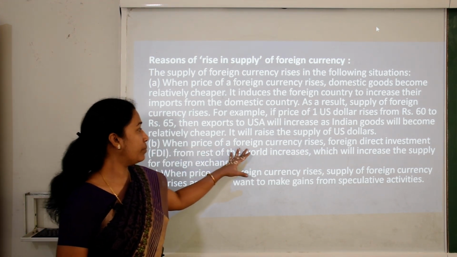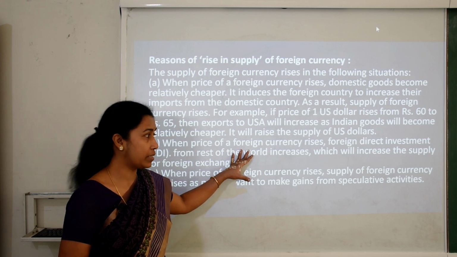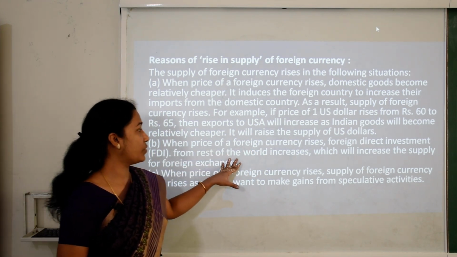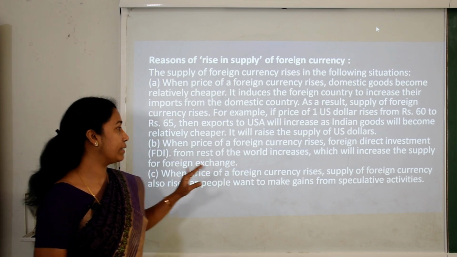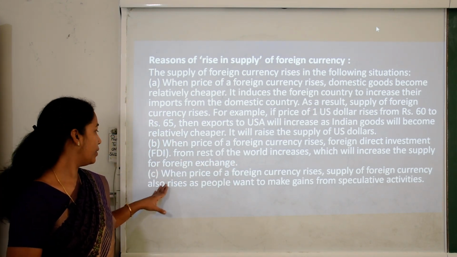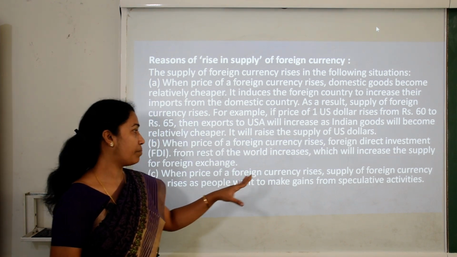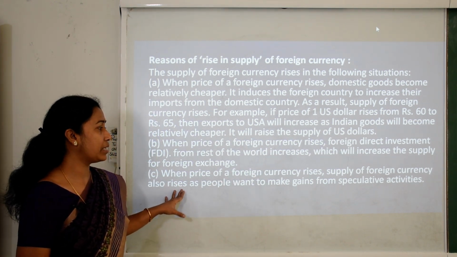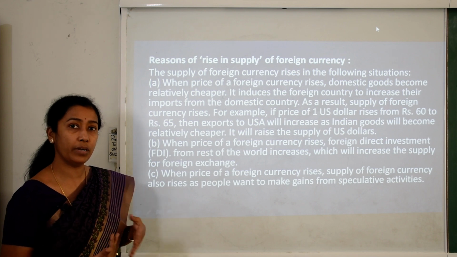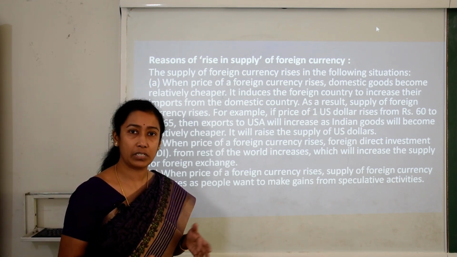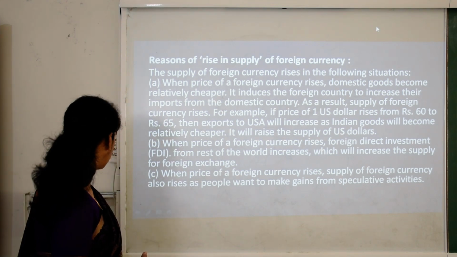Second, when the price of a foreign currency rises, foreign direct investment, that is FDI, from the rest of the world will increase, which will increase the supply of foreign exchange. Third, when the price of foreign currency rises, the supply of foreign currency also rises, as people want to make more and more gains through various speculative activities, that means investing in shares and bonds.